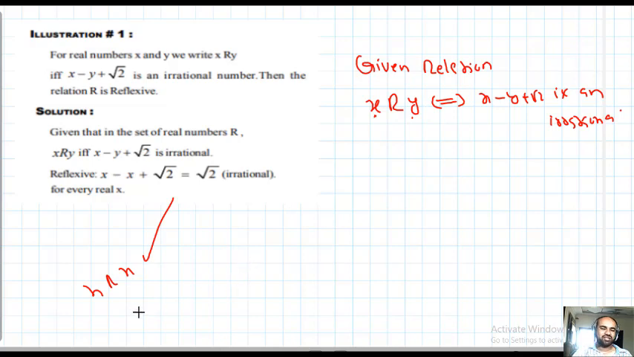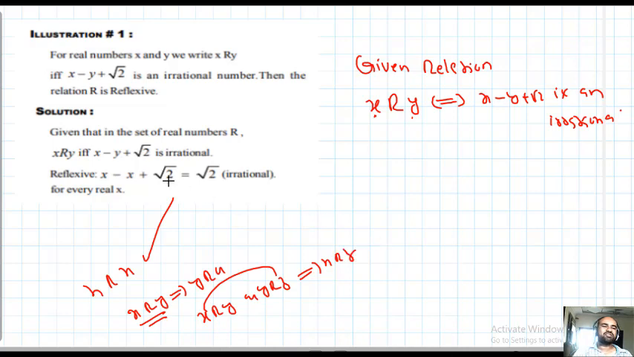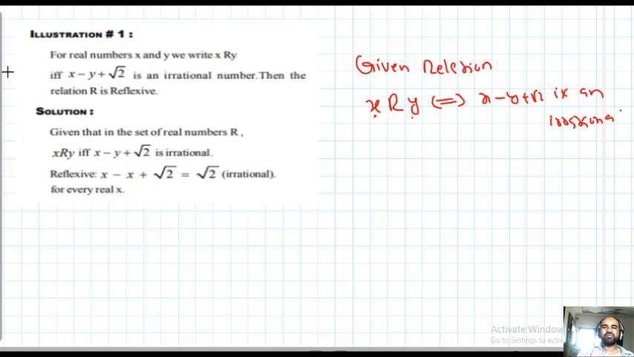Next, how to check for symmetric? x related to y should give y related to x. Then R is said to be symmetric. How to check transitive? x related to y and y related to z should give x related to z. Then that is said to be a transitive relation. So now what is the problem? We just need to check whether it is reflexive or not.